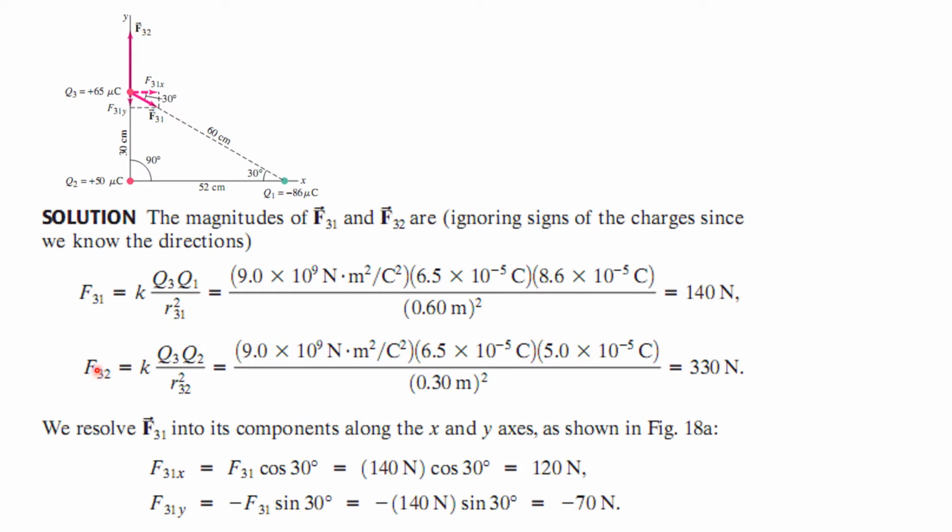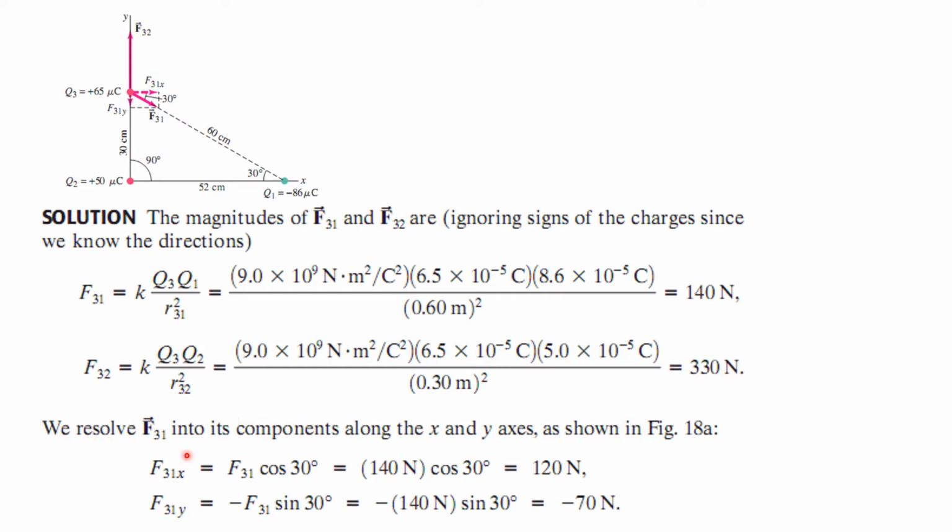And the force on charge 3 due to charge 2 equals K times the magnitude of charge 3 times the magnitude of charge 2, divided by the square of the distance between charge 3 and charge 2. K equals 9 times 10 to power 9 times charge 3, 6.5 times 10 to power minus 5, times 5 times 10 to power minus 5, divided by 0.3 squared, which gives a magnitude of 330 newtons.